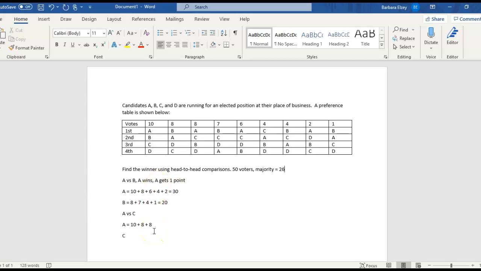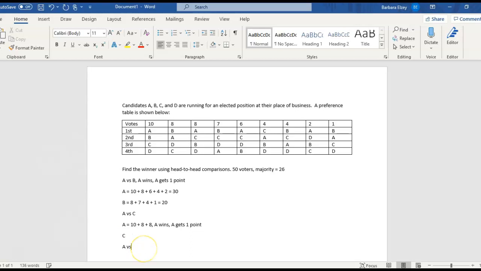So anybody who gets 26 votes, we can stop in our head-to-head comparison because they're going to have the majority of votes between them and the other person, and they're going to win. Notice already that A, in just the first 3 columns, has 26 votes. So I don't have to keep going. I can see that A wins this head-to-head comparison, and A gets 1 point. I don't even have to keep my tally going.